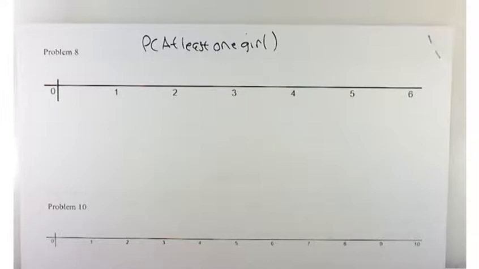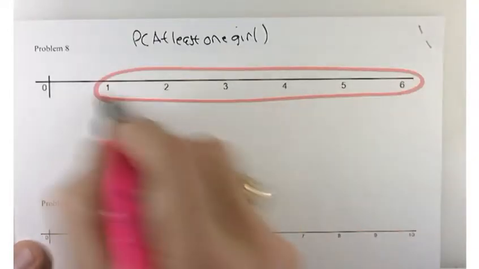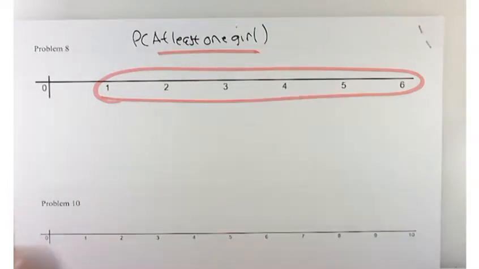Let's see. Ryan. All of them except what? Yeah, all of them except 0. So that's a probability of at least one girl.